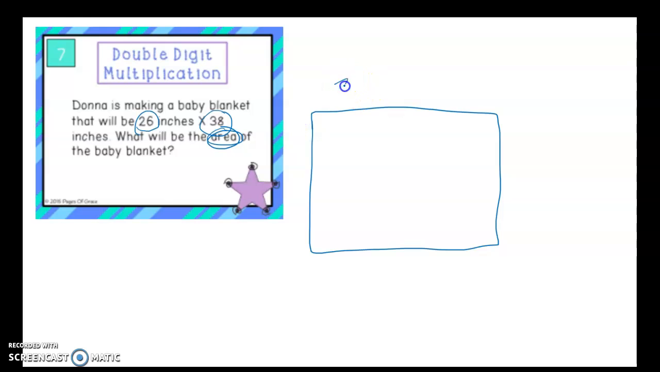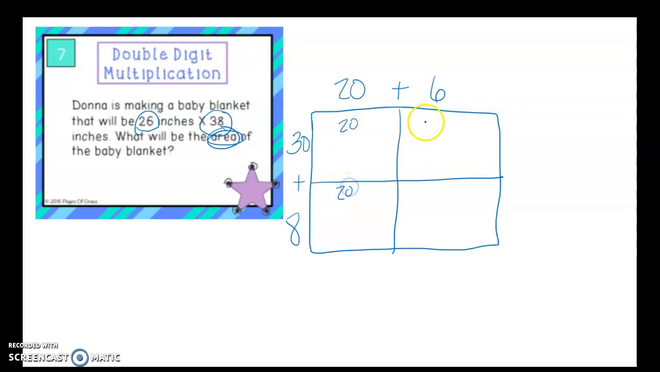I really do. So I'm going to write 20 plus 6, 30 plus 8. All right, so remember 20 and 20, 6 and 6, they'll go down the elevator. Now these slide across, 30 and 30, 8 and 8. And now you're ready to multiply.